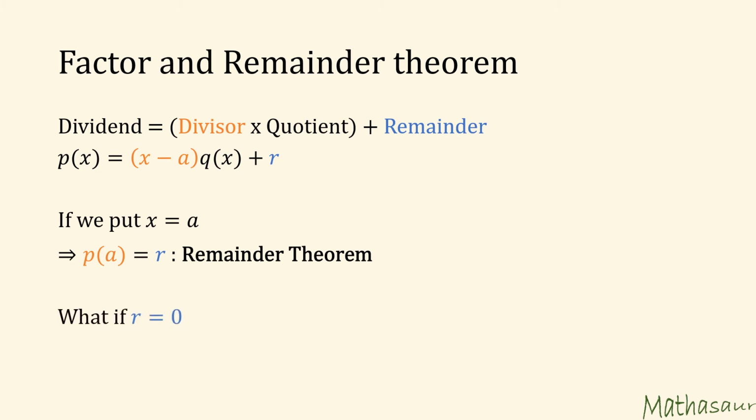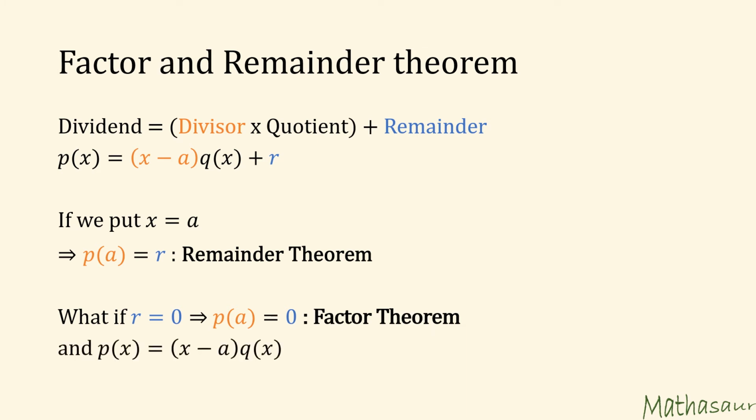But what if the remainder was 0? Then p of a would be equal to 0, which means that x minus a would be a factor of the polynomial p of x. Now this is known as the factor theorem.